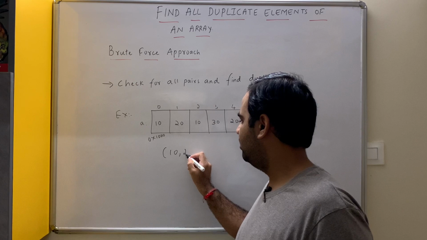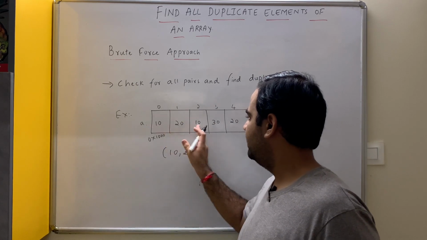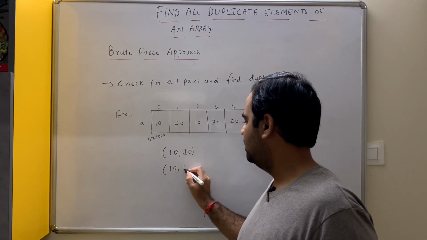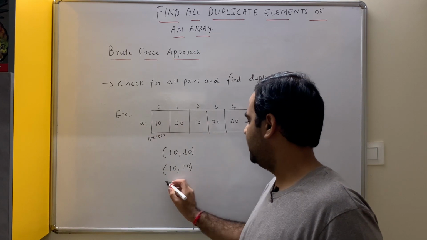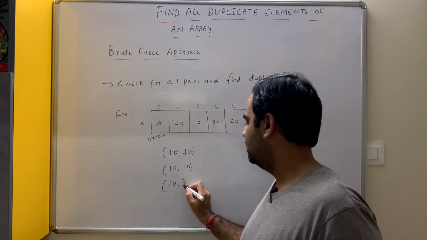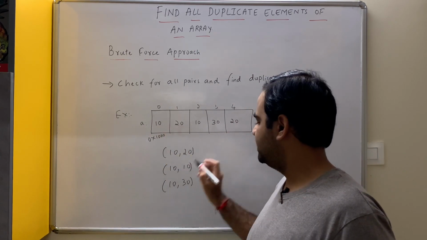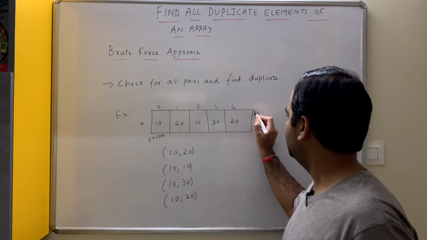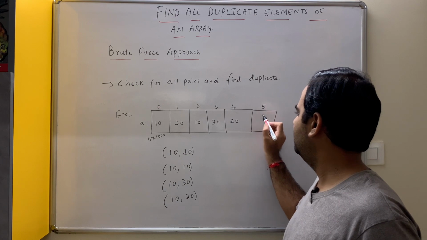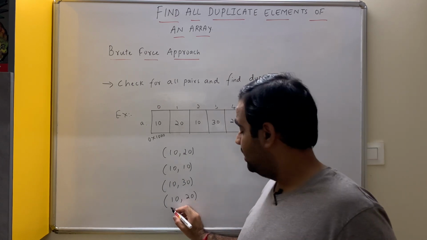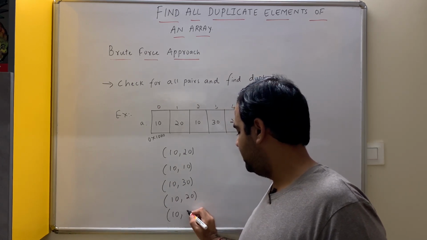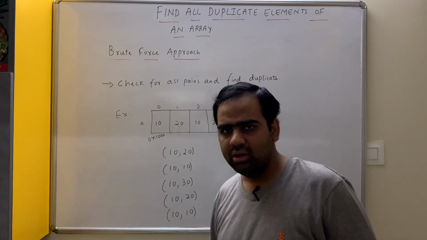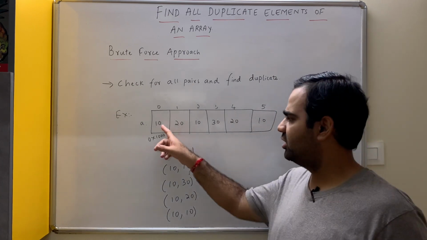10, 20 is one pair. 10, 10. The next pair is 10, 30. The next pair is 10 and 20. And assume that there was one more element over here and let me call it 10. And I say here 10 and 10. These are all the pairs with respect to 10.